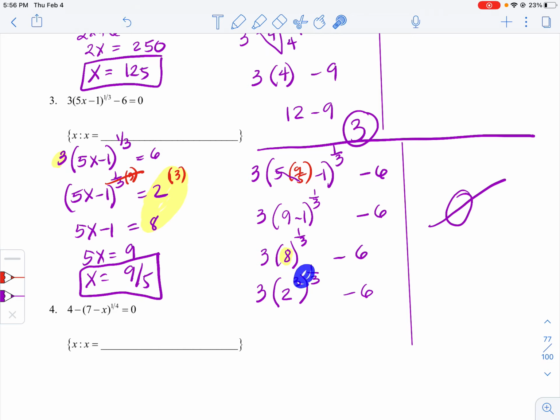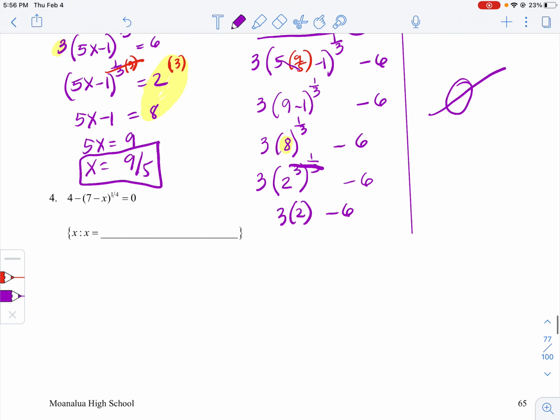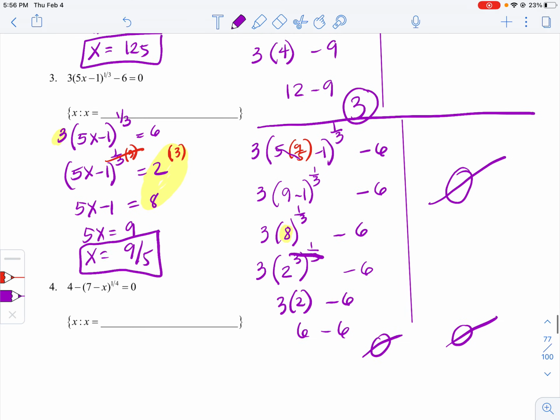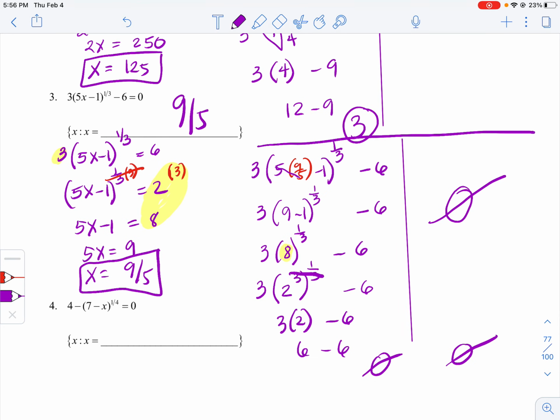So this property is called power of a power, that we can just multiply our two exponents. So that's 3 times 1/3. That's just 1, right? So that's canceled. You're left with 3 times 2 minus 6. That's 6 minus 6, that's a 0. So 0 on the left, 0 on the right. So 9 over 5 is our final answer.